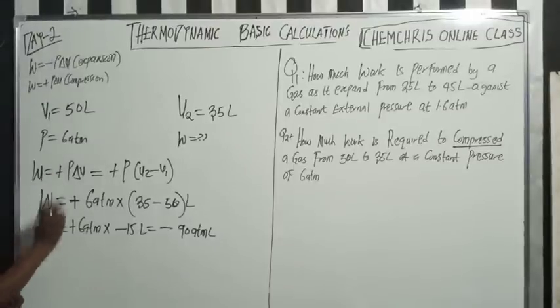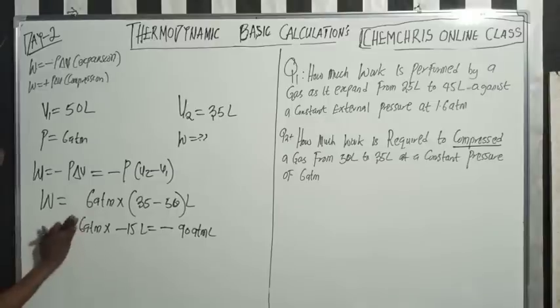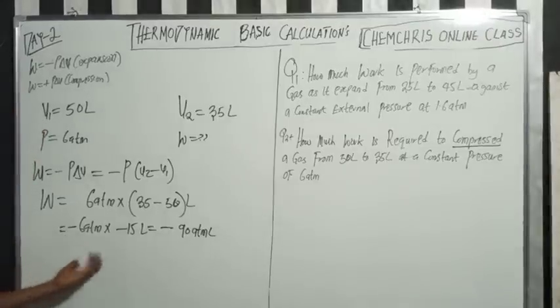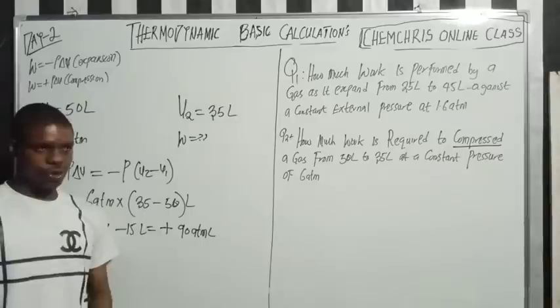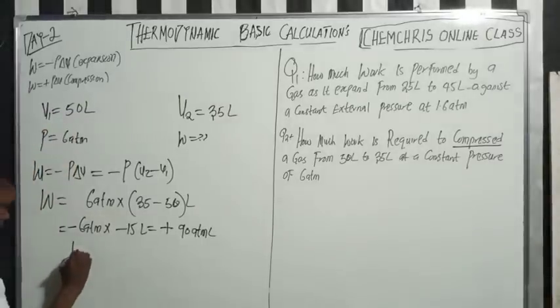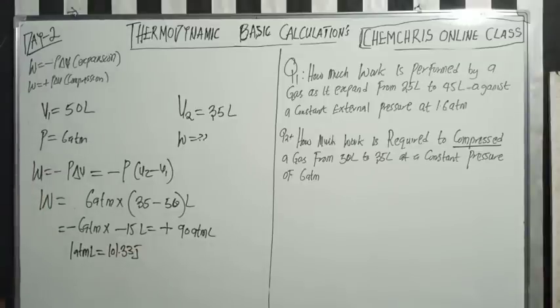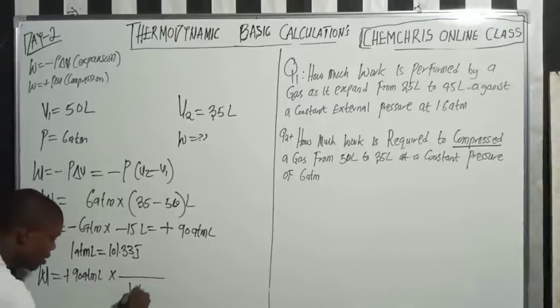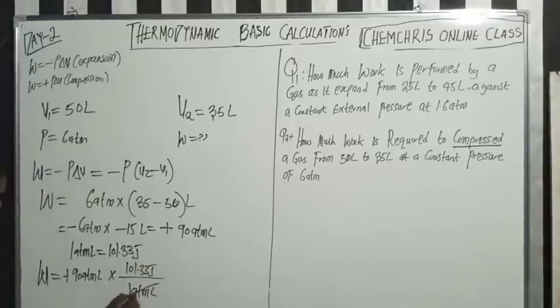Then it means that you cannot use this formula here. Rather, you are going to use minus. Then you are using this formula also. Minus times minus is going to be plus. Can you see that? From here, now I can talk about atm liter to joules. Understand that 1 atm liter equals 101.33 joules, right? So now W equals plus 90 atm liters times 1 atm liter, 101.33 joules, right? So here you can cancel this one.